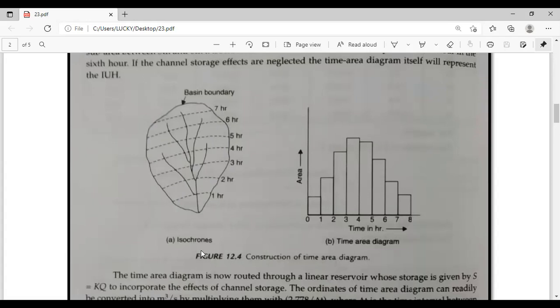Here, figures A and B show the construction of the time-area diagram. B is the time-area diagram. This is the area, and this is the time in hours: 0 hour, 1 hour, 2 hour, third hour, fourth hour, fifth hour, sixth hour, seventh hour, eighth hour.